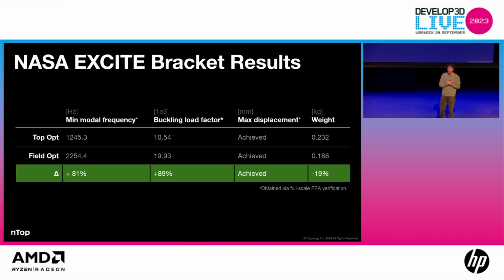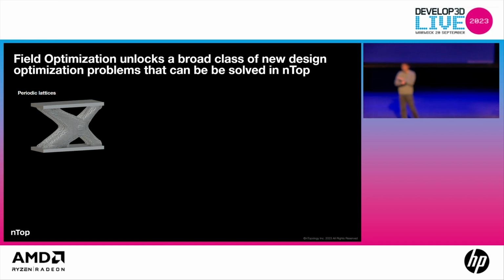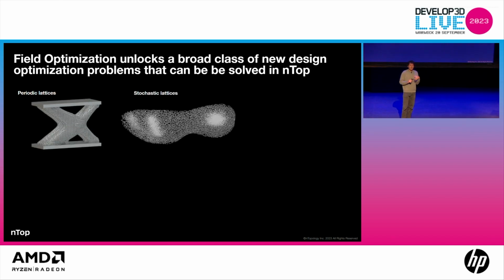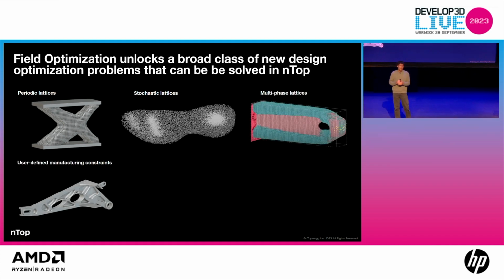When you look at these types of lattice structures, a lot of times they don't increase the stiffness of a part, but they can be used to increase the strength by reducing the propensity for buckling. And so field optimization ultimately is this modular framework. I'm super excited about the different types of new problems that it opens up, from periodic lattices.